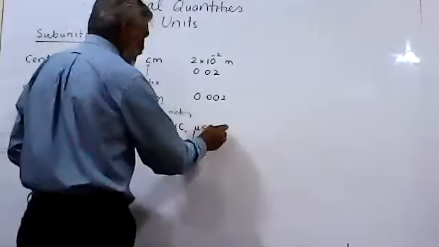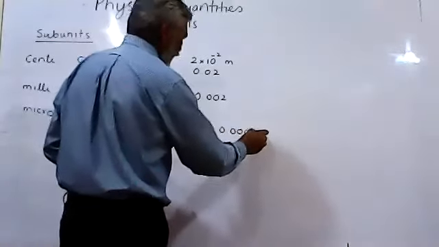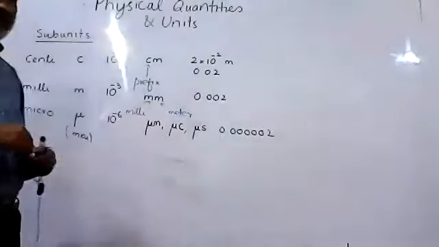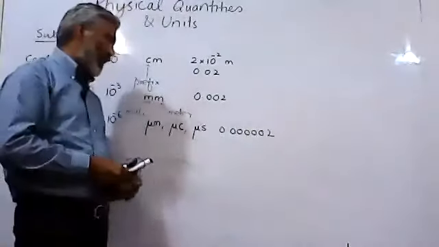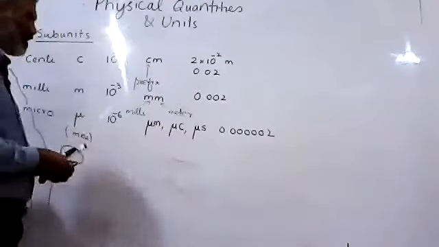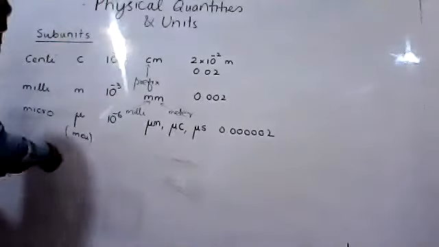But in this case, it becomes 0.000, another 0, and then 2. So as the measurement becomes smaller, it becomes inconvenient to write it in this way, and it is much easier and more convenient to express in this way, and that is why we use prefixes.